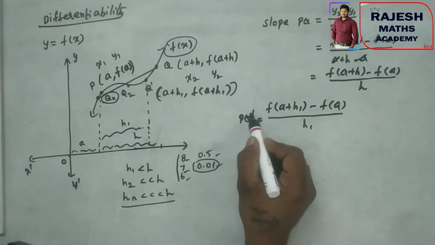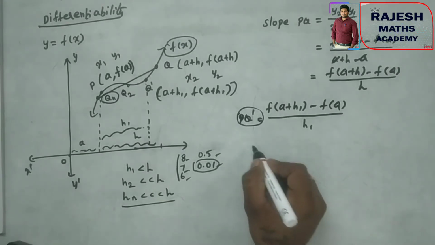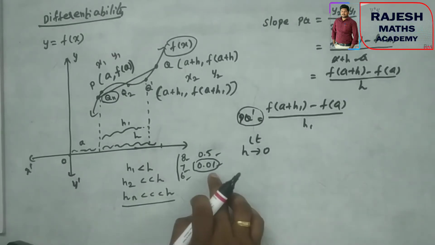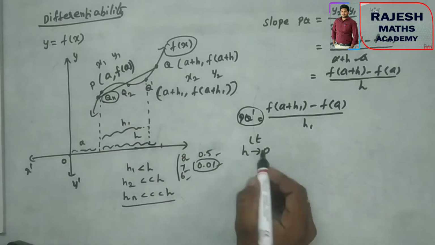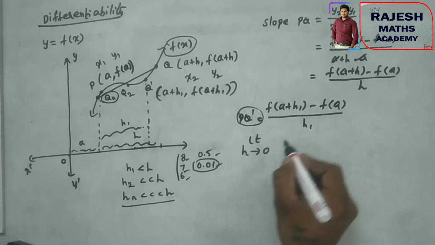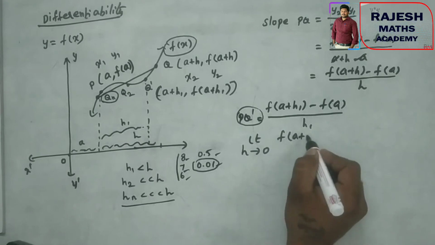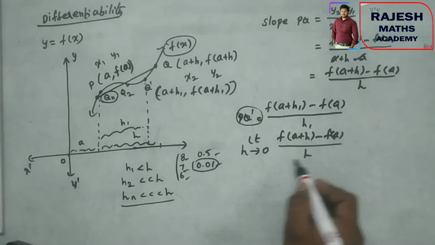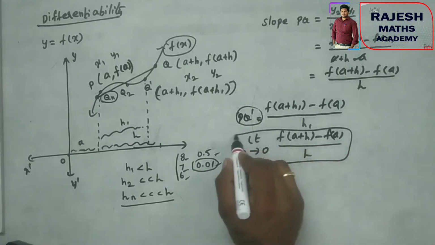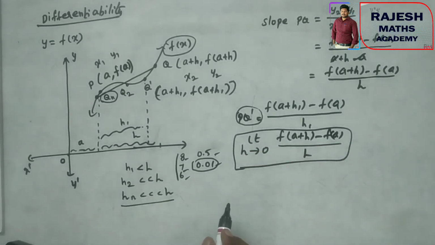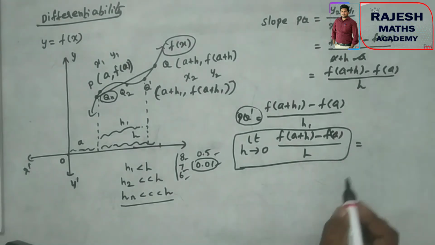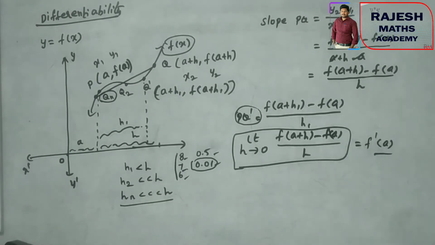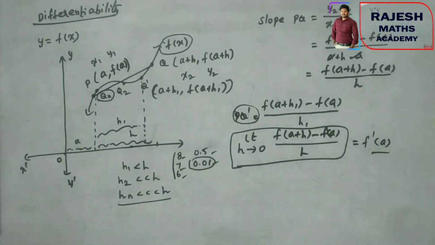So for that case we have to introduce the limit. I am introducing a limit here: limit h tends to 0, that is, the distance between the coordinates P and Q is tending to 0, of f of a plus h minus f of a divided by h, which is called the derivative of the function at the point x equal to a. This is called f dash of a. Clear? So this is called our f dash of a.